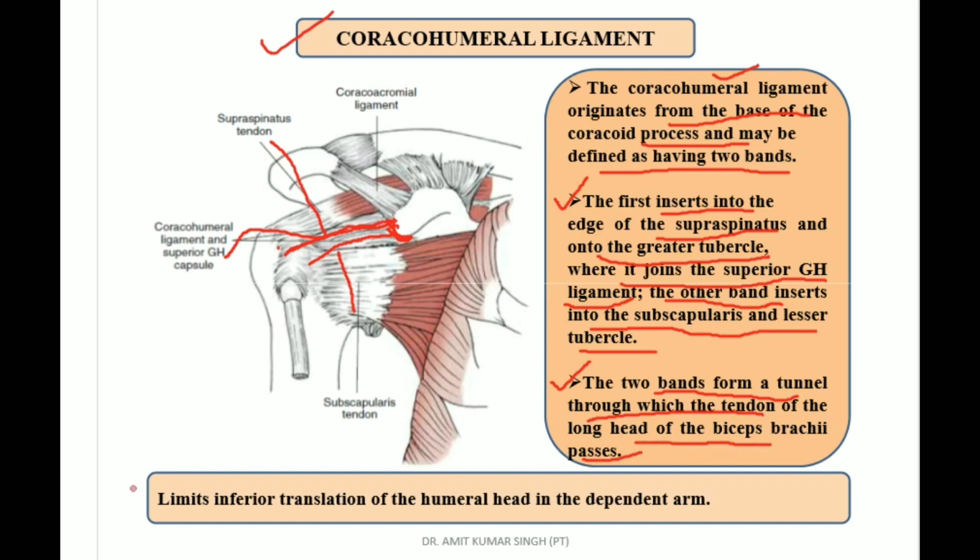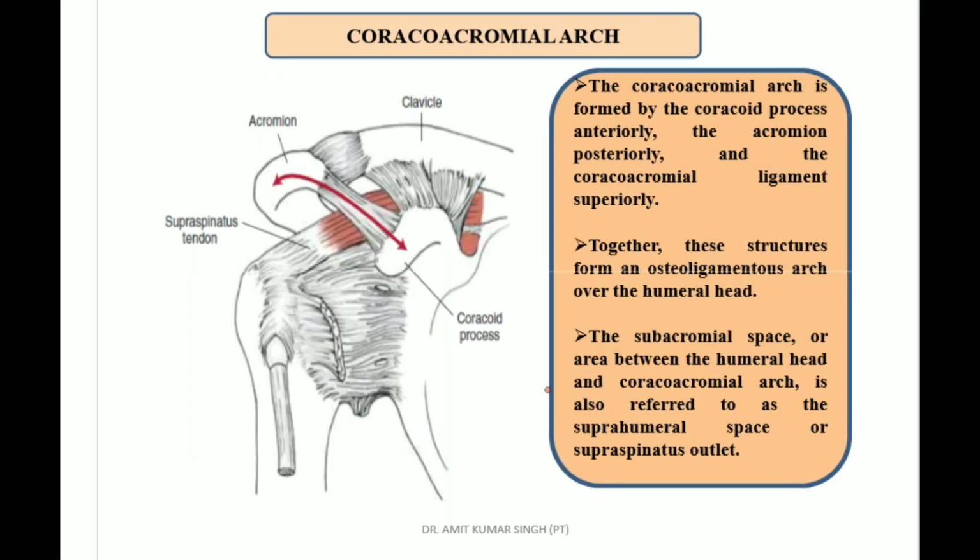And what is the function of this coracohumeral ligament? It limits inferior translation of the humeral head in the dependent arm, meaning during resting position.